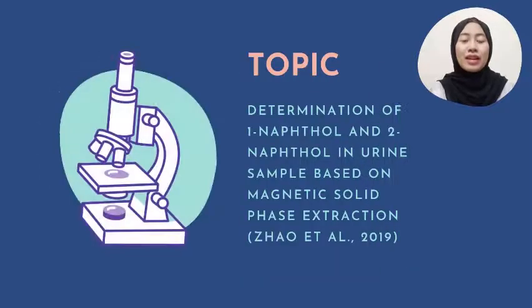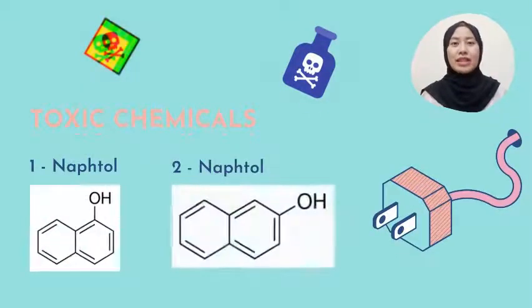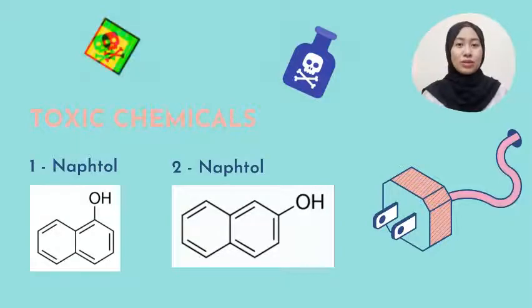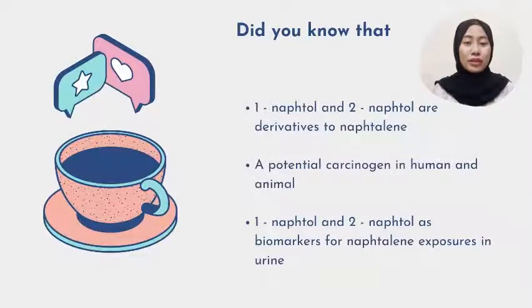The topic that I have chosen is the determination of 1-naphthol and 2-naphthol in urine sample based on magnetic solid phase extraction. The toxic chemicals analyzed in this study are 1-naphthol and 2-naphthol. 1-naphthol and 2-naphthol are derivatives of naphthalene, which is an organic material that is commonly used as a raw material in pesticides, dyes, drugs, and insecticides.